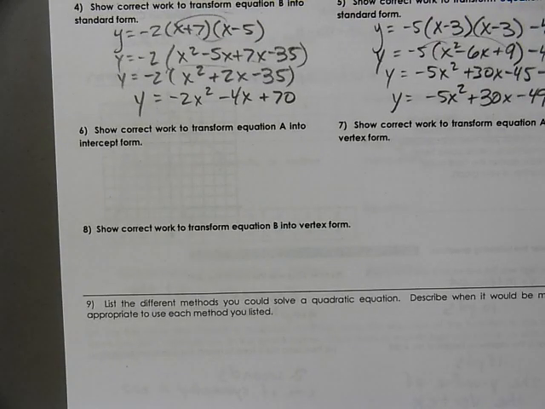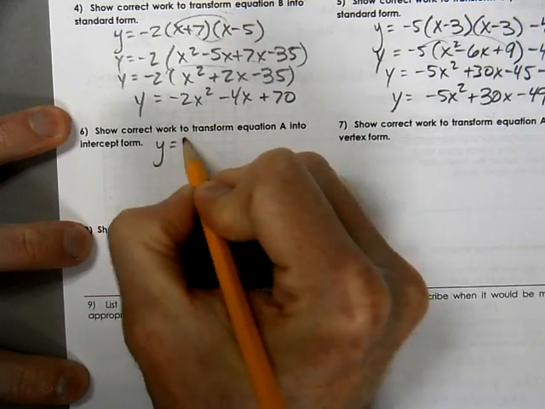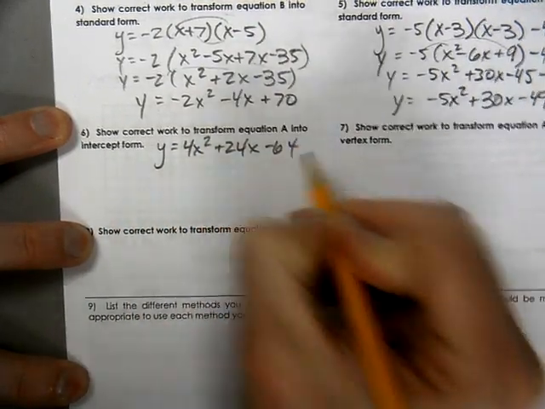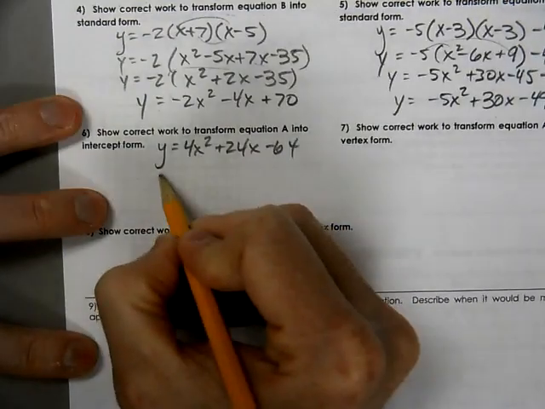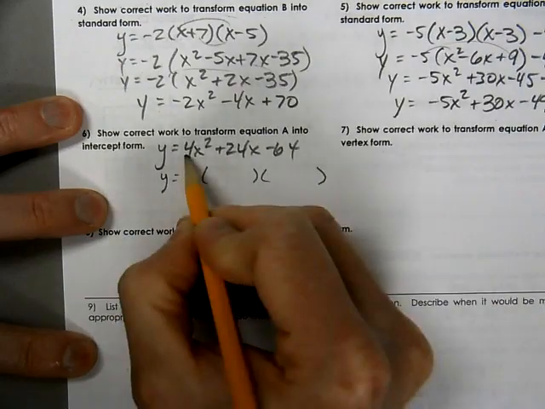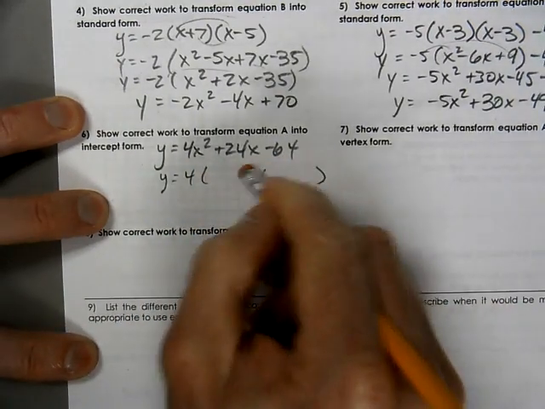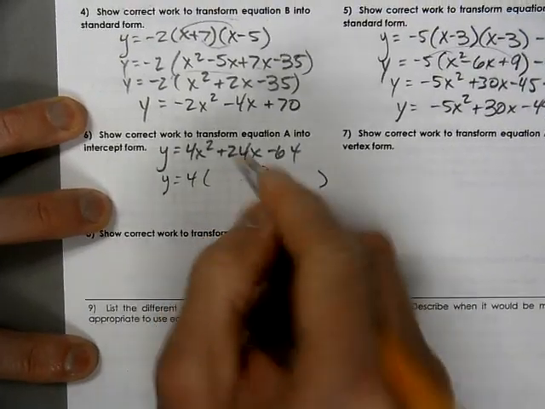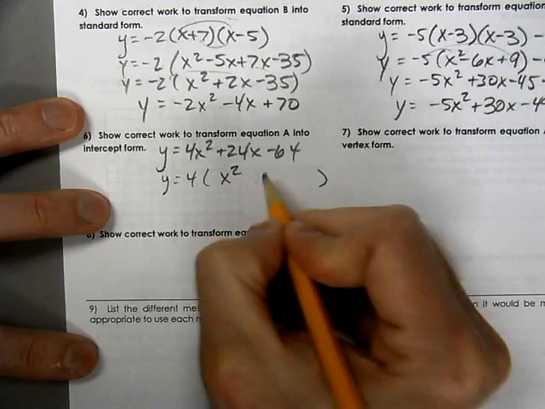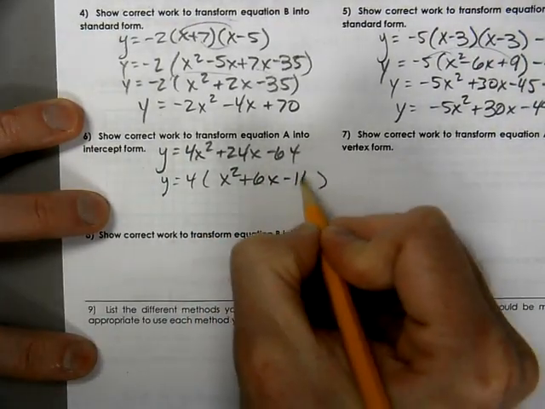We're going to transform the A equation into intercept form. Intercept form is essentially just factored form. So we need to factor this. So the first thing I'm going to do is factor out my GCF. I see that there's a multiple of 4 in each one of these. I'm not ready for the binomials yet, but this is x squared plus 6x minus 16.